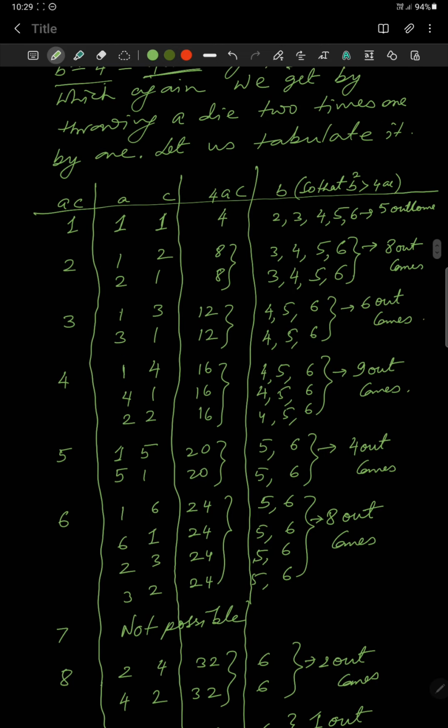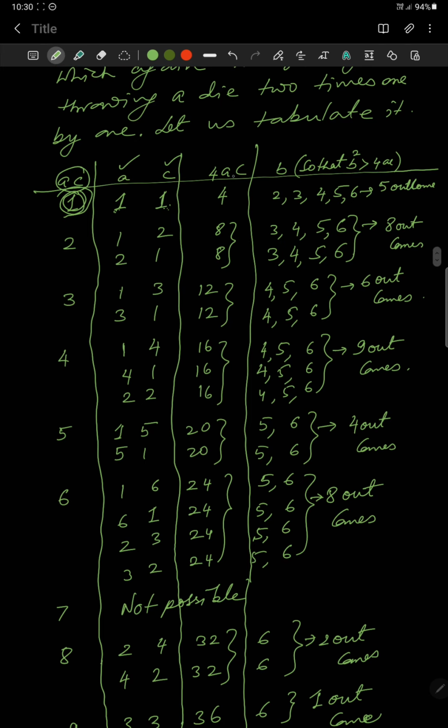What is happening here is that I have taken the product ac as 1. Suppose the product ac is 1, then the possible values of a and c are 1 and 1, which may be reversed. In both cases the product will be 1, and 4ac will give you 4. This is the product 4ac.